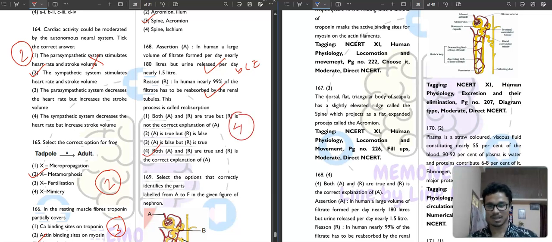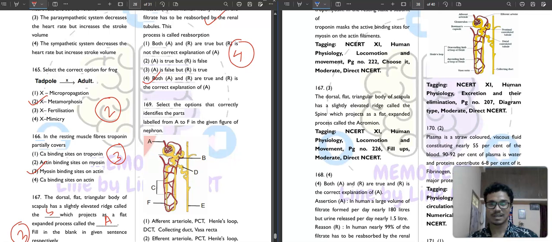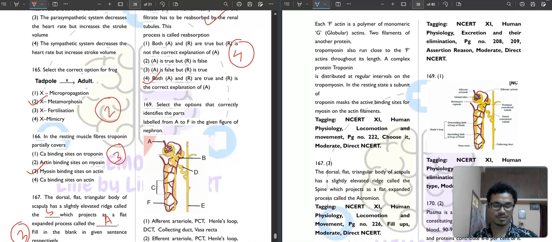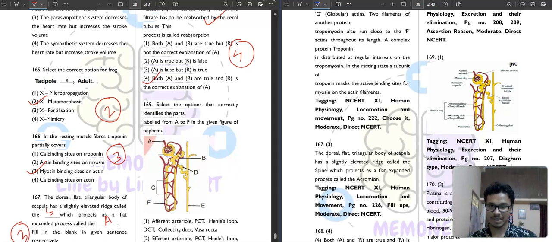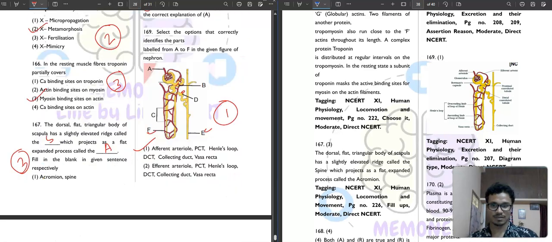Then question number 169. It is saying, select the option that correctly identifies the parts. A is your afferent arteriole. Then what is B? B here is your proximal convoluted tubule. What is C? C is your Henle's loop. D is your distal convoluted tubule, and E is your collecting duct, and F lastly is your vasa recta. So the first option is your correct answer. Good question, but easy question.